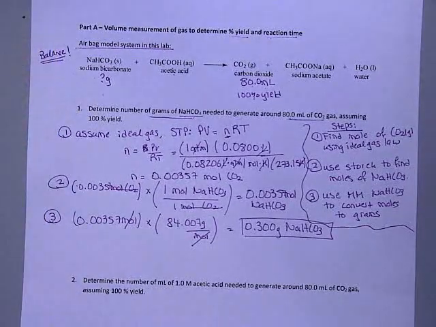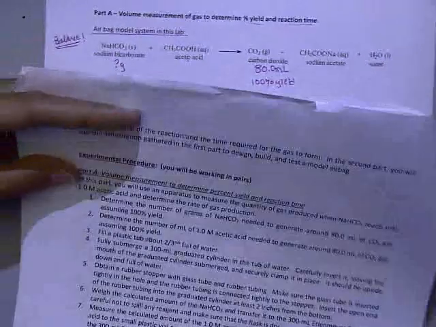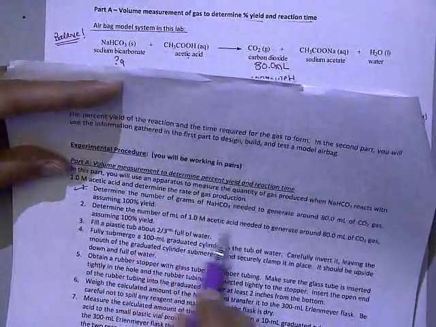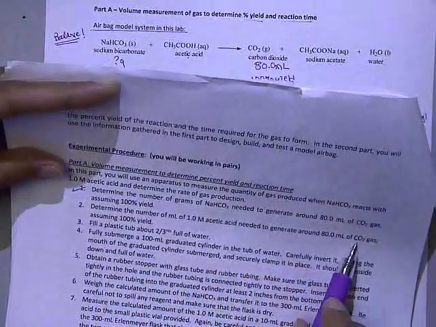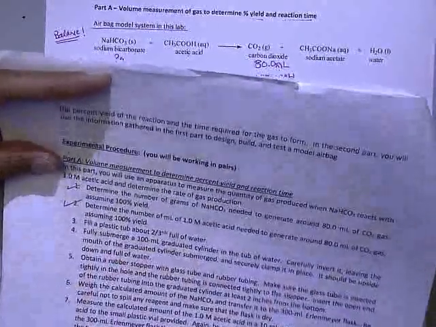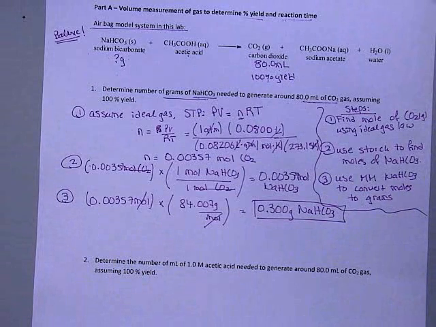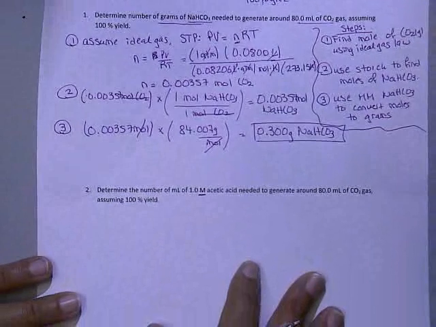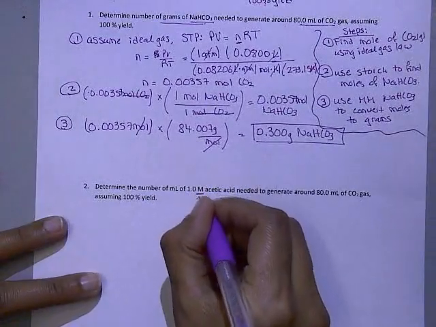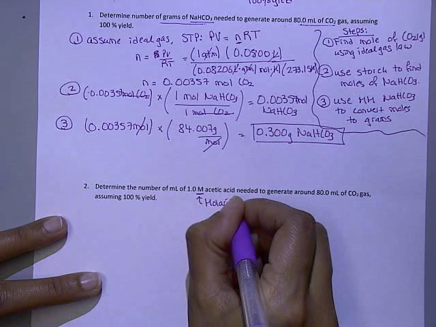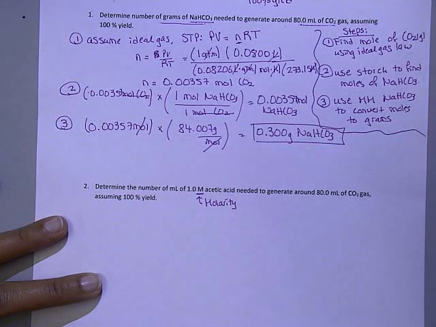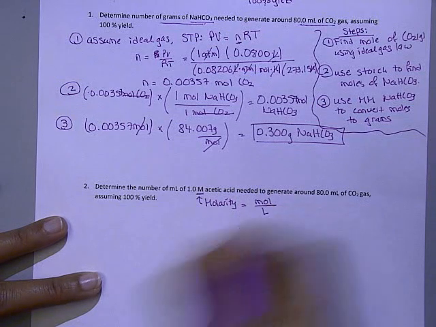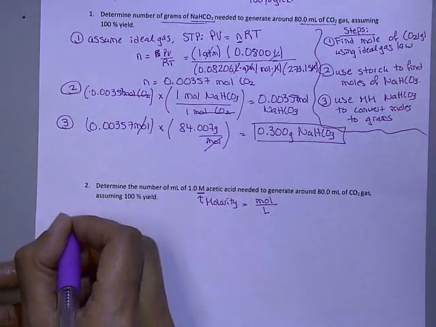Now I need to do the same for acetic acid. In your procedure, you'll notice that part 2, so we just did part 1 together. Now let's do part 2. Determine the number of milliliters of acetic acid needed to generate 80 milliliters of CO2 gas. Again, we're assuming 100% yield. So let's go through this calculation. One thing I want you to notice, this capital M, you've seen it probably countless times in lab now. This capital M stands for molarity, which we'll visit when we start talking about solutions in a few chapters. And molarity is basically moles over liters. All right, so let's go through this.